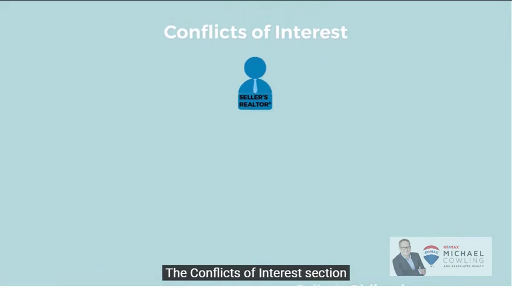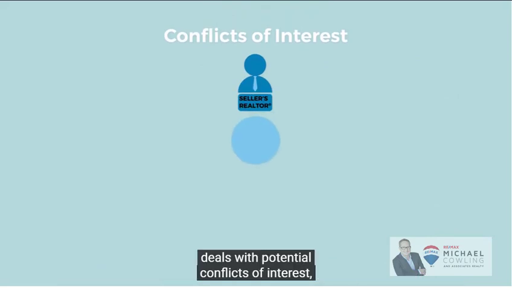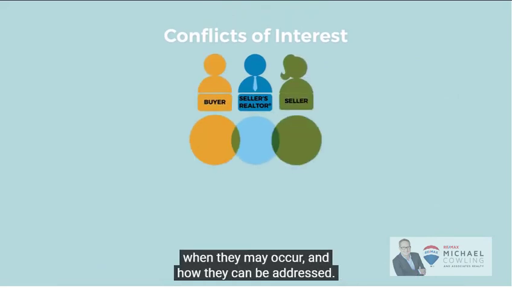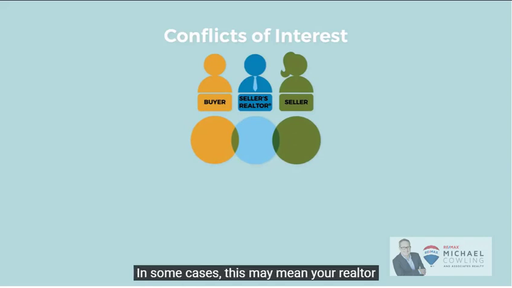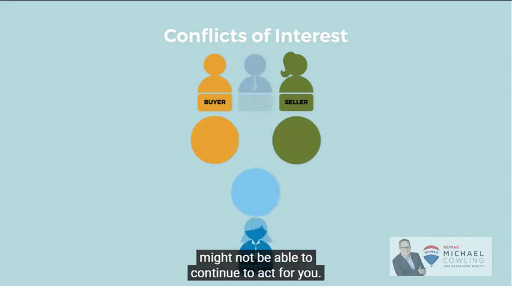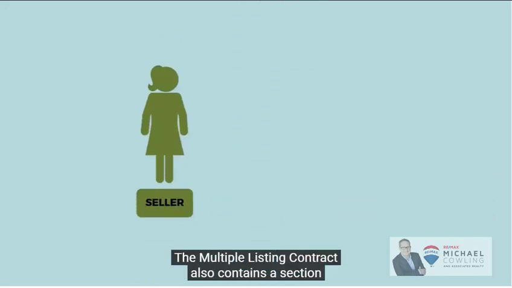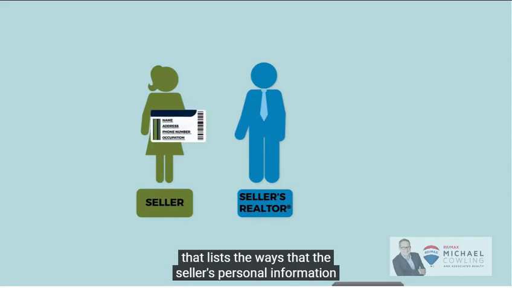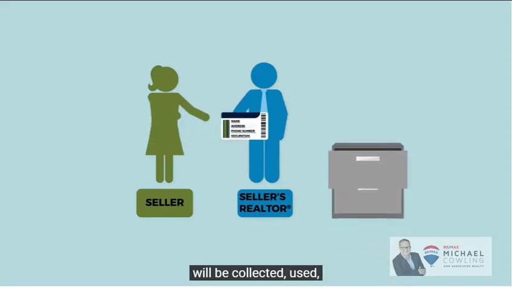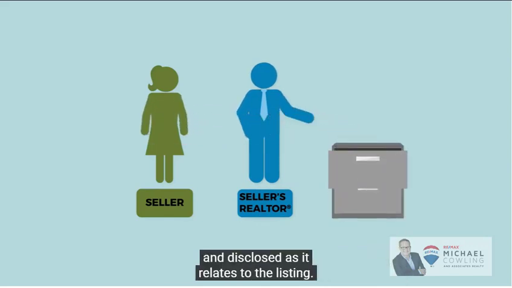The Conflicts of Interest section deals with potential conflicts of interest, when they may occur and how they can be addressed. In some cases, this may mean your realtor might not be able to continue to act for you. The multiple listing contract also contains a section that lists the ways that the seller's personal information will be collected, used, and disclosed as it relates to the listing.